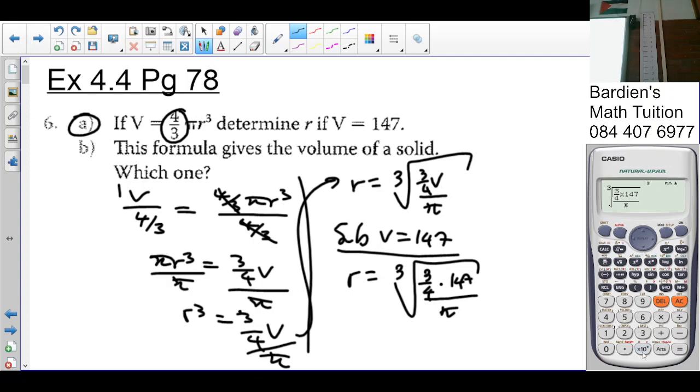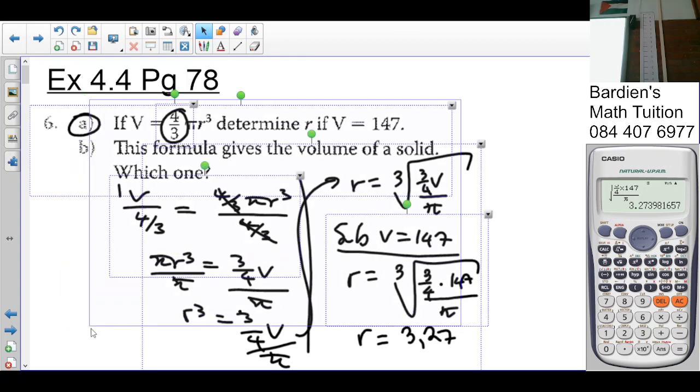So to get rid of 4 over 3, I divide both sides by 4 over 3. So it's going to be V over 4 over 3, that's 4 over 3 pi r cubed, divided by 4 over 3. Of course that cancels. Gives you pi r cubed is equal to, now 1 divided by 4 over 3 is 3 over 4. Okay, so 3 over 4 V. Now I divide by pi both sides.